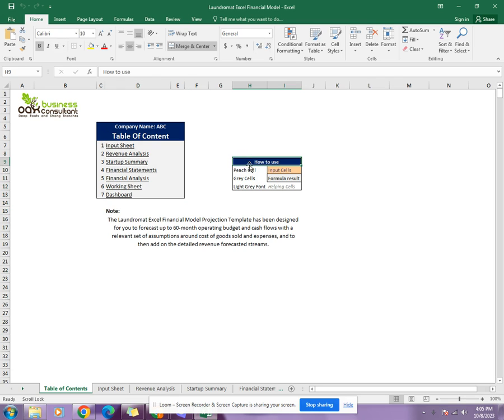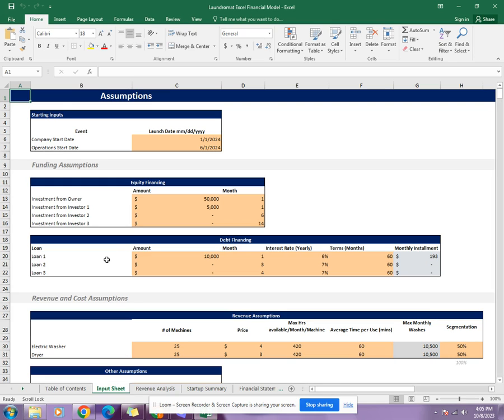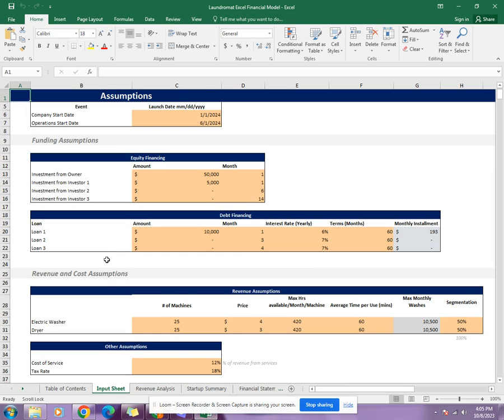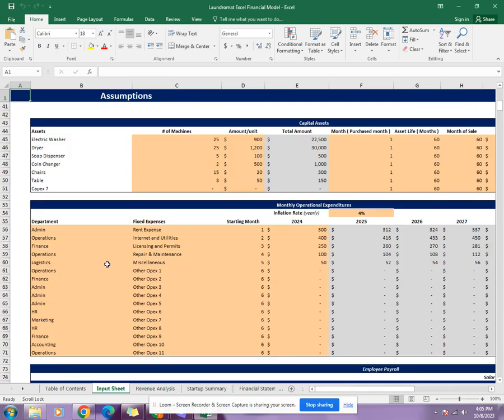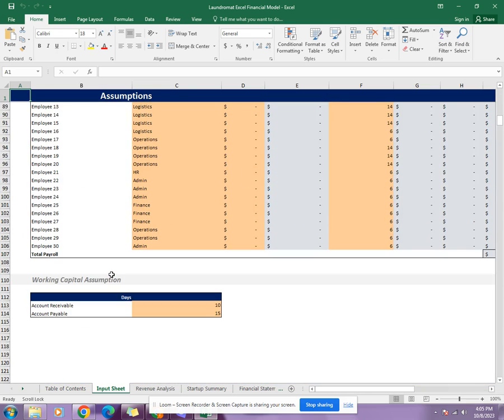If we come to how to use, as you can see over here, the beige cells indicate the input cells, whereas the gray cells indicate the formula results, and the line graph ones are the helping cells. Coming towards the assumption or input sheet, as you can see, it includes all the relevant assumptions, such as funding assumptions, revenue and cost assumptions, capex and opex. It also includes the working capital assumptions.